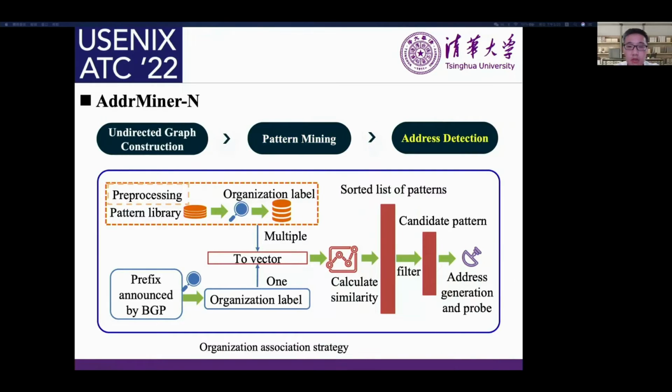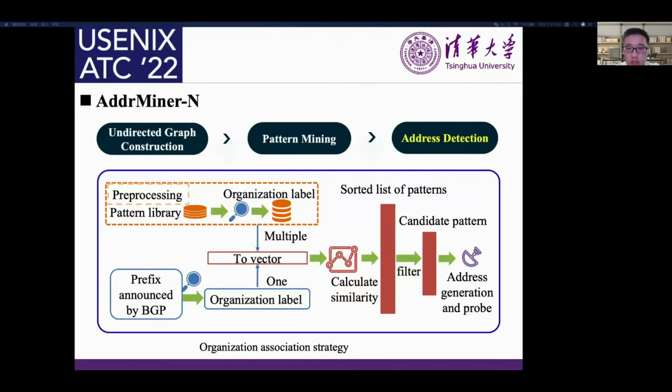We observe that the address configuration patterns are more similar within the same network organization than within different organizations. AddrMiner-N selects the most similar patterns from a library, based on an organization association strategy, to generate targets. The figure shows the method of filtering the pattern library using organization labels.